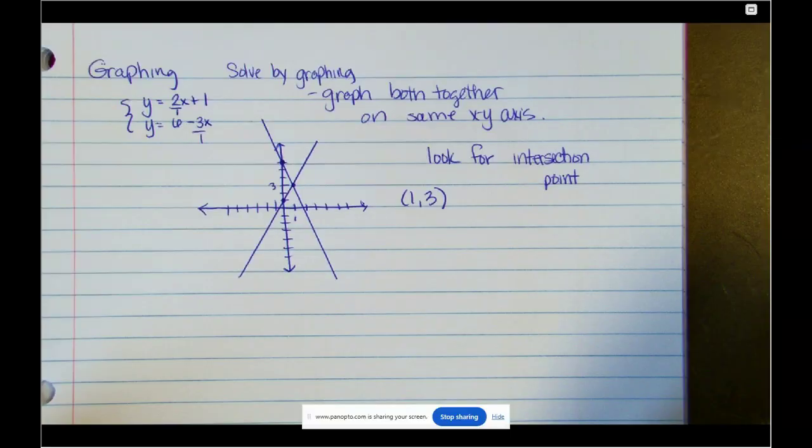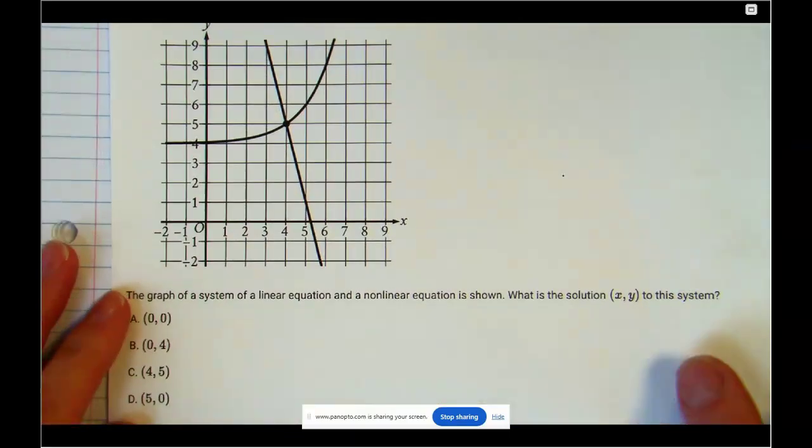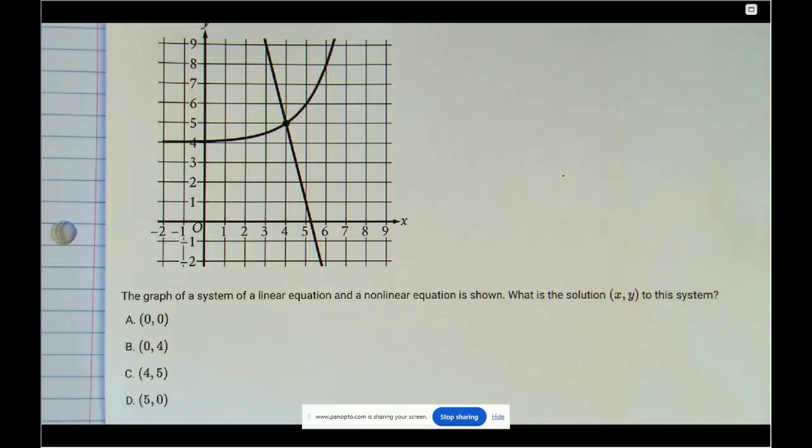Okay, so here's a graph. It says this is a graph of a linear equation and a nonlinear. We talked about nonlinear in chapter 3, I think, which was first semester. But that curvy line is nonlinear. That's all it means. Don't worry about it. There's the system of equations. What's the solution to that one? It's 4, 5, because that's where they cross.